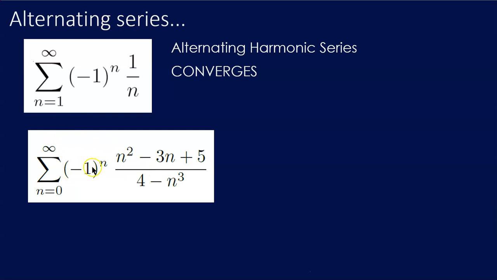So looking at this one, I have alternating p. Here's n squared on top and n cubed on bottom. My p is 1, so this will converge.